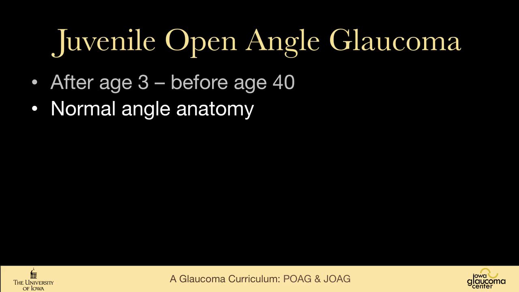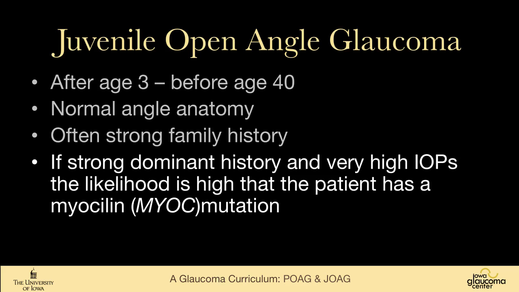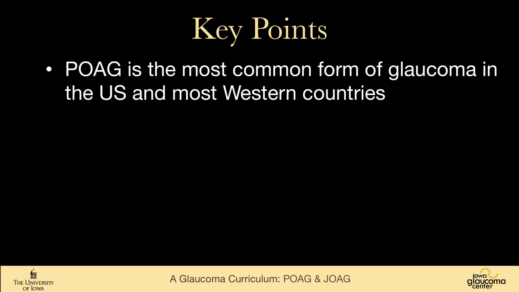They have normal angle anatomy and often a very strong family history of glaucoma. If we see an individual has strongly dominant glaucoma, very high intraocular pressures at a very young age, there's a high likelihood that the patient has a myocilin mutation. So an individual who is 19 years old with pressures of 45 millimeters of mercury, whose mom and uncle have had glaucoma surgery, that sounds like myocilin to me.